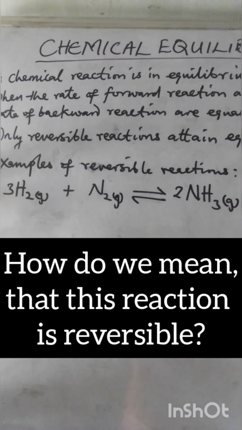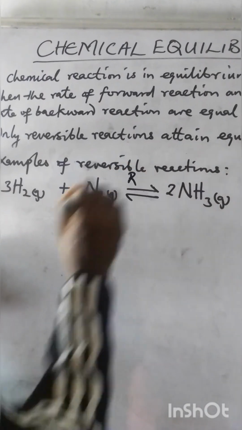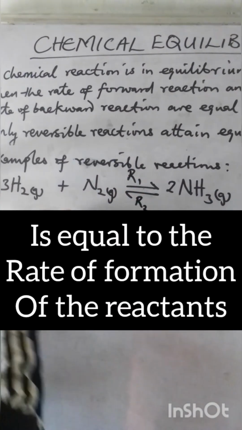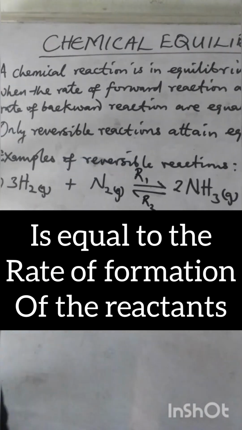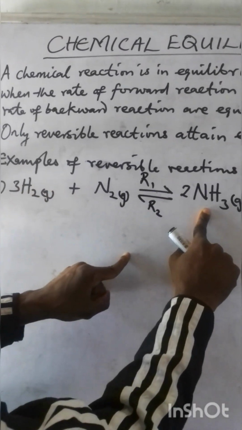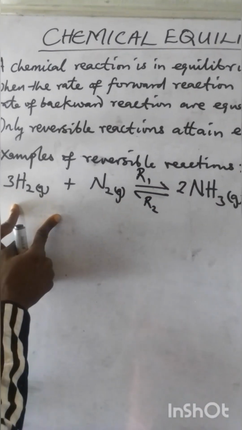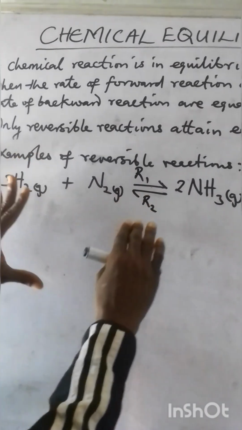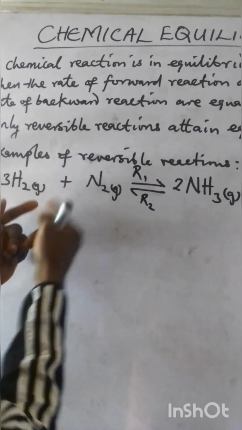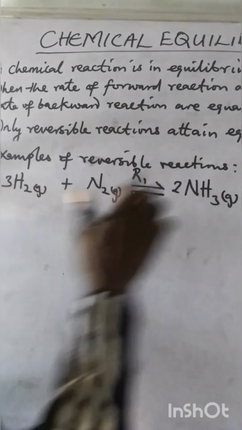How do we mean that this reaction is reversible? It means that the rate of formation of ammonia is equal to the rate of formation of the reactants. It also means that as these reactants combine to form ammonia, ammonia is also decomposing to form back the reactants. And that is what we mean by reversibility. And at a point, the rate at which these two combine to form ammonia and the rate at which ammonia reacts to form back the reactants become equal.